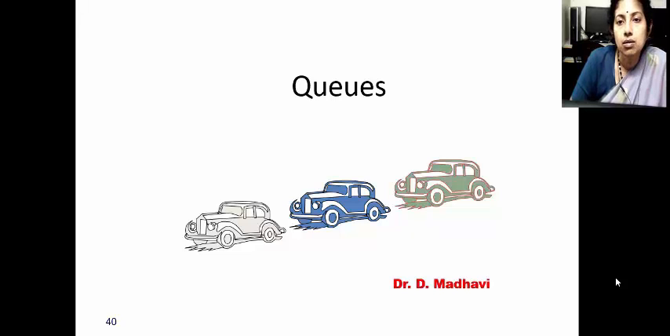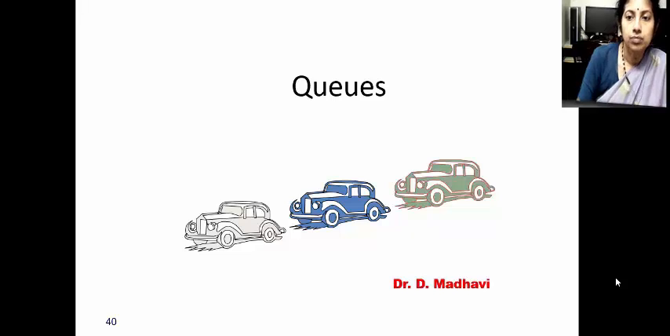Whereas a queue, though it is a linear data structure, is open at both ends. From one end, we carry out the insertions, and from the other end, we carry out the deletions. So it is open at both ends, and it has a specific feature called first in, first out. The element that is inserted first will be taken out first. That is the characteristic of a queue.